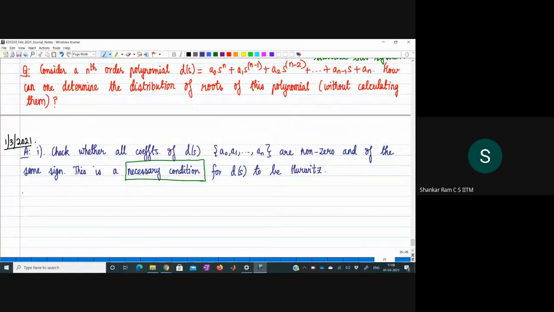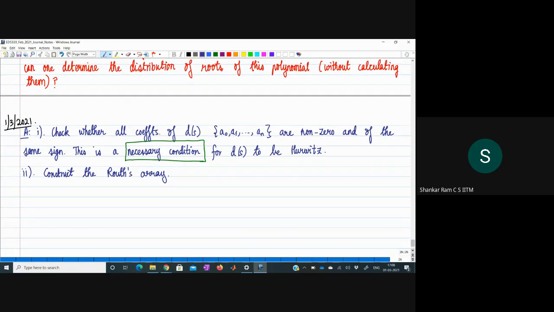So this is only the necessary condition. Now, to look at the sufficiency condition, we construct what is called a Routh array. Let me explain what the Routh array is in general, and then we will do a bunch of examples to learn further.